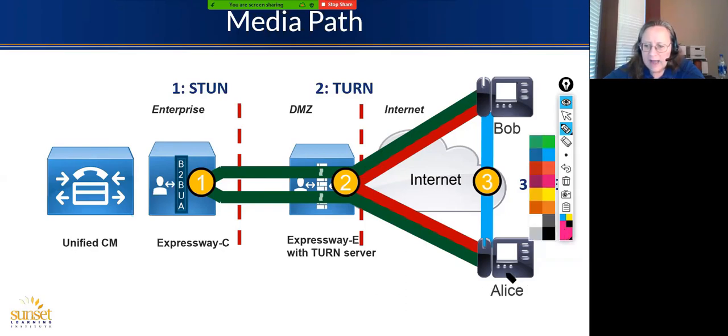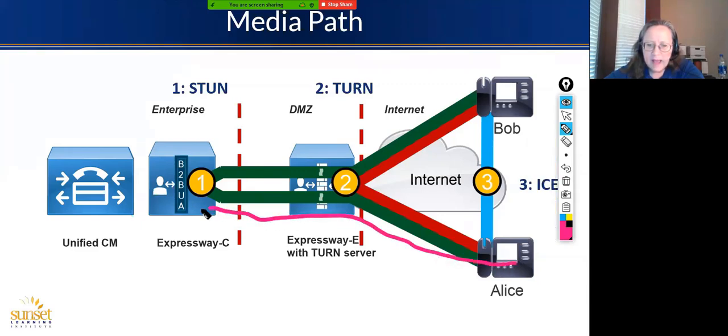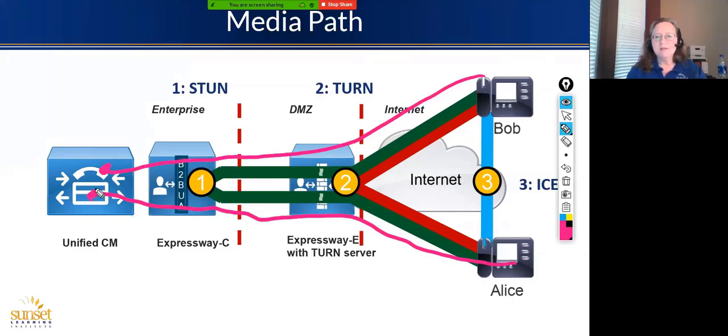Pink will work. I have a signaling path going between Alice's phone and call manager, and a signaling path going through Bob's phone to call manager. No matter what's going on, whether Bob calls Alice or Alice calls Bob, that signaling path is always going to flow through call manager because all devices signal through call manager.